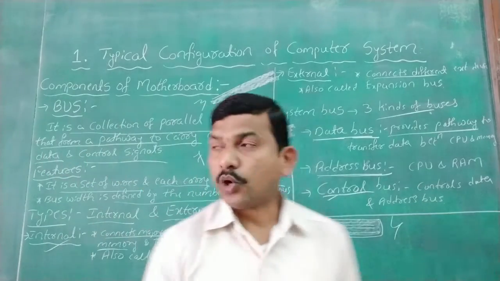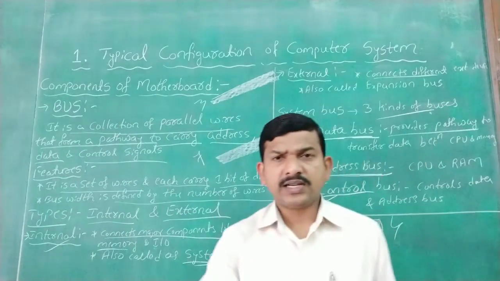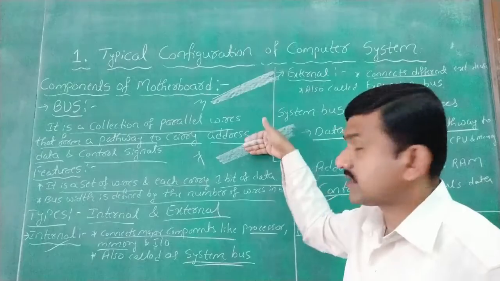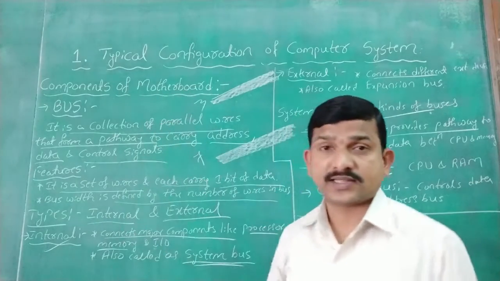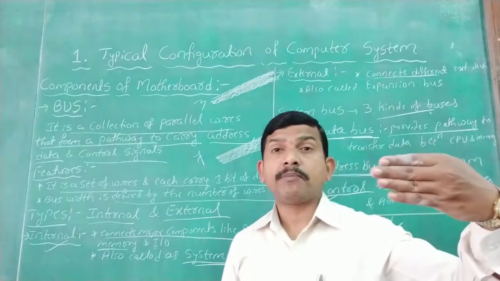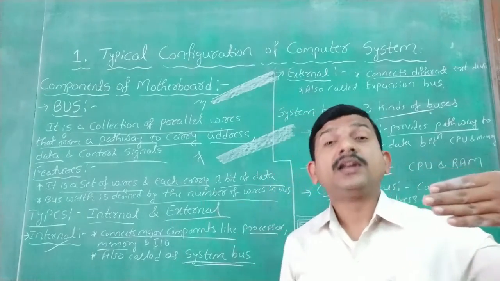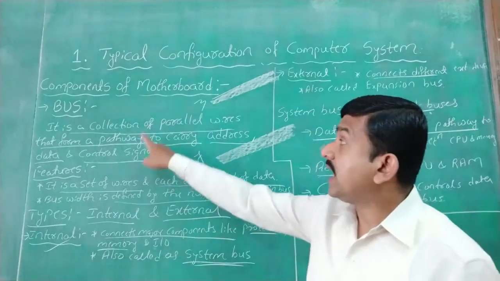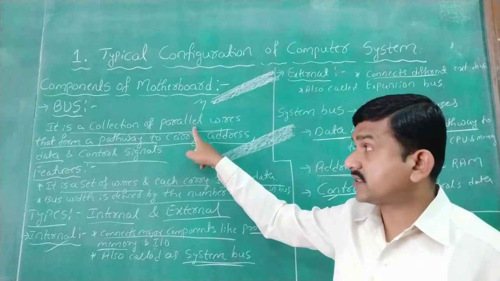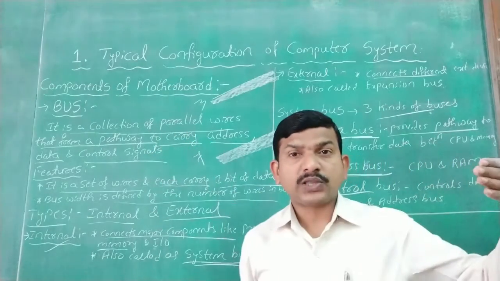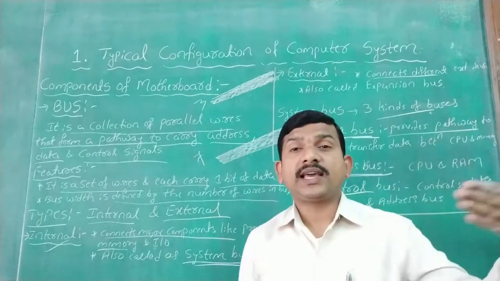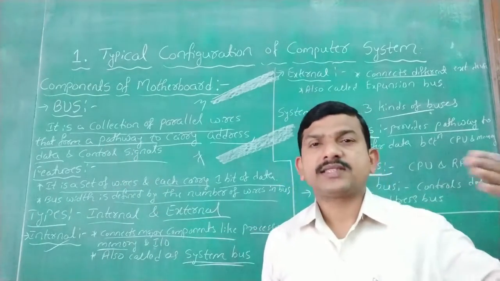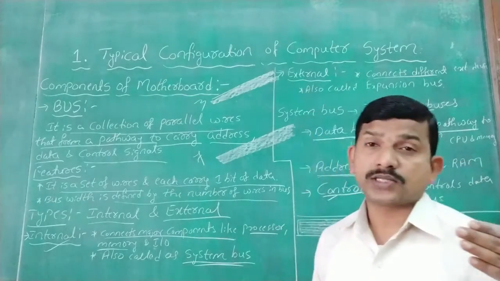So what do you mean by bus? It looks like this strip. It is a collection of parallel wires. From outside it looks like a belt, but what is inside? There are so many wires. That's why it's a collection of wires. It forms a pathway to carry what? Data, addresses as well as control signals.